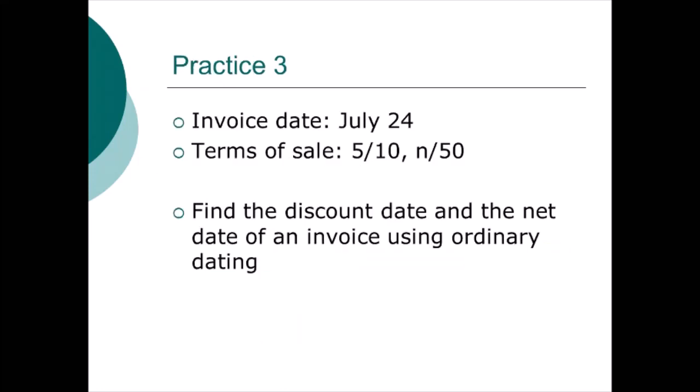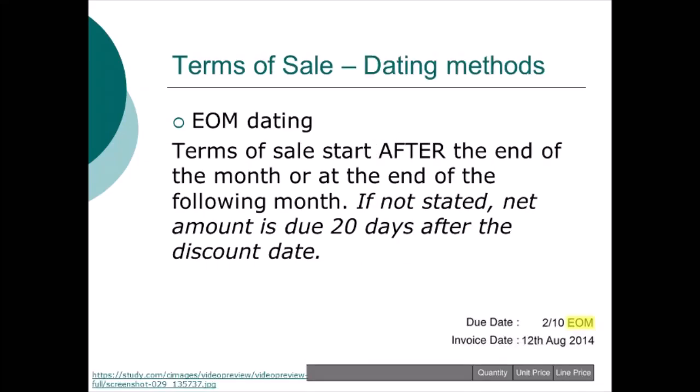For your practice, the next dating method is EOM, or end of month dating. Depending on invoice date, terms of sale start at the end of the month of the invoice or the end of the following month. If not stated, net amount is due 20 days after the discount date. So, check the remark EOM in the invoice.